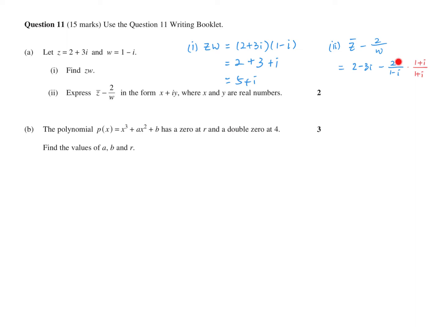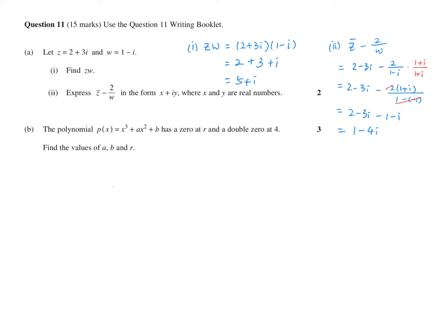For the complex number minus 2 over w, since the w is in the denominator, we try to separate the real part and the imaginary part by multiplying the conjugate of w to both the numerator and the denominator. 1 minus i times the conjugate 1 plus i becomes 2. And the 2 and 2 can cancel each other from the numerator and the denominator, and we have minus 1 plus i. After expanding this bracket, we have minus 1 and minus i. Eventually, the answer is 1 minus 4i.